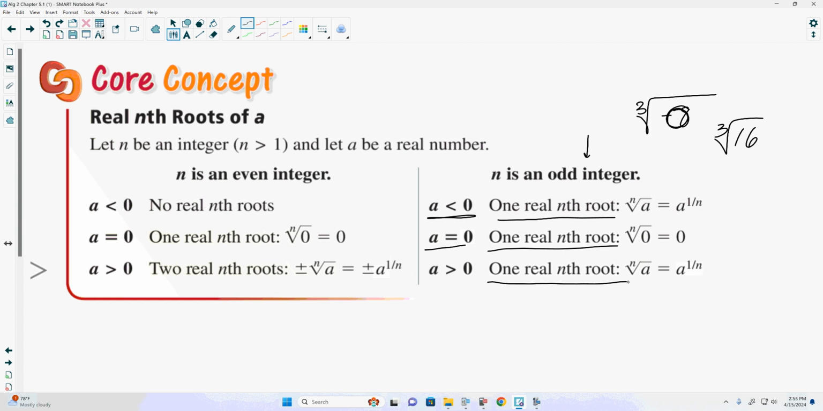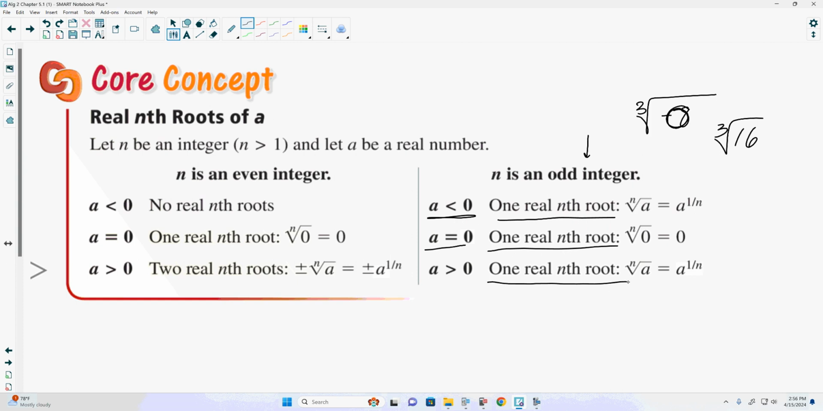Confusing? If the index is odd, we have one real root. I mean, if we have an odd root, we're only going to have one answer. Doesn't matter what it is.